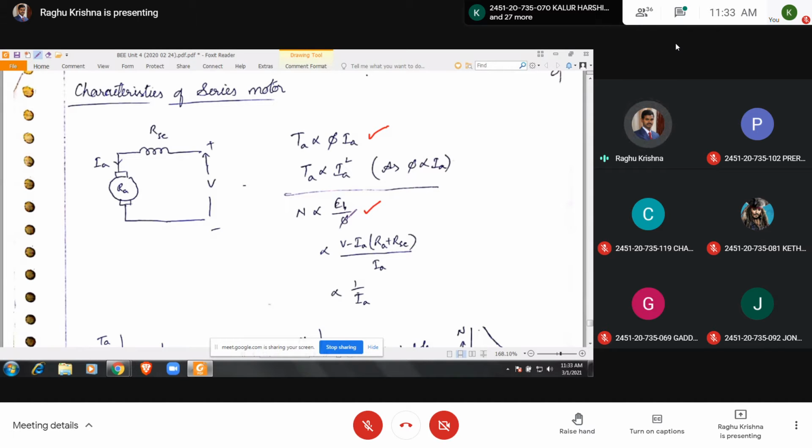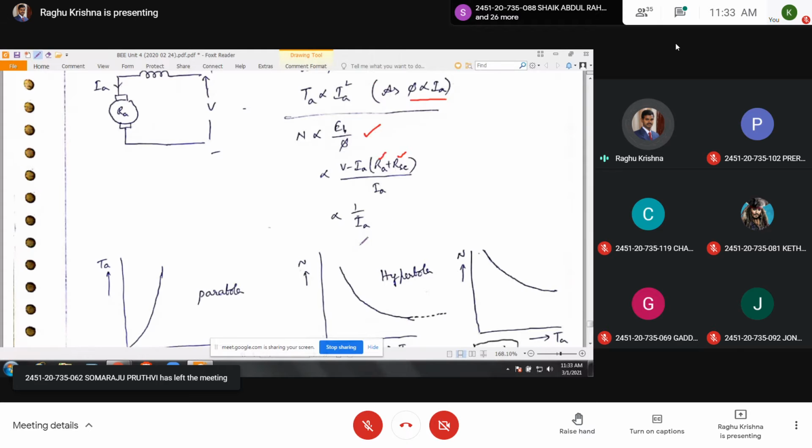Now phi can be replaced with Ia. As flux is proportional to Ia, flux can be replaced with Ia. Now the values of RA and RSC will be less. You already know that the armature resistance is less and the resistance of the series field winding will be less. So this will be almost constant, and the speed can be written as proportional to 1 by Ia. This Ia remains as it is, and the rest can be replaced by a constant.